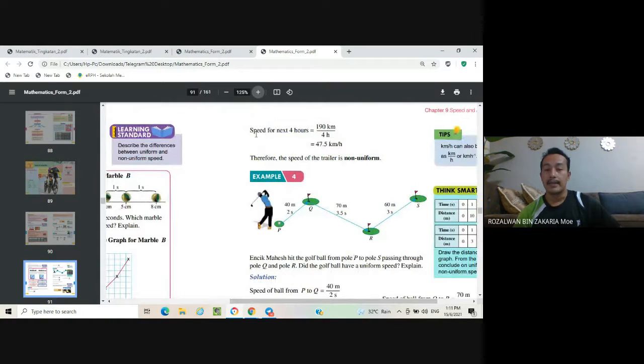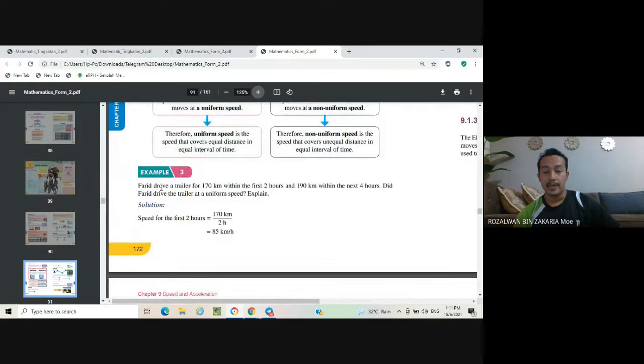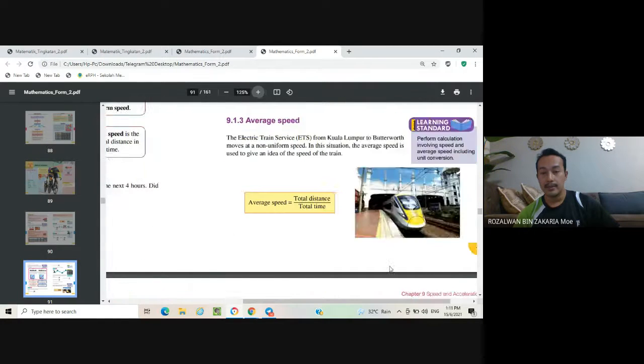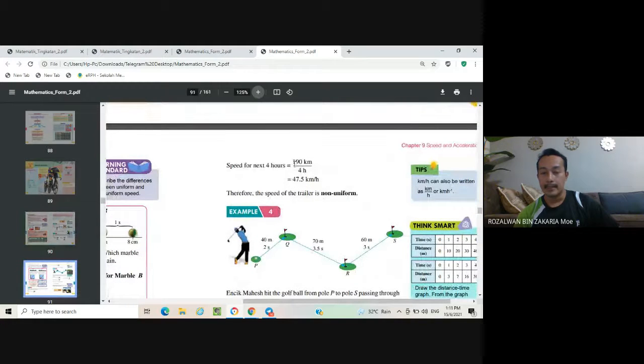Next, you have to calculate the speed for the next 4 hours. So the speed for the next 4 hours equals, right? For the next 4 hours, the distance is 190 km. So you write there: distance equals 190 km. Then you divide by the time taken, which is 4 hours. Then you will get 47.5 km per hour.